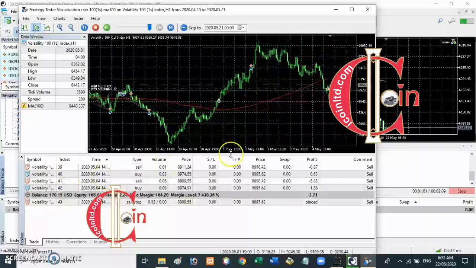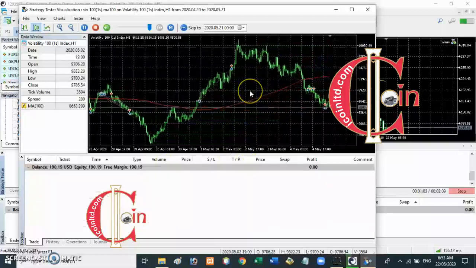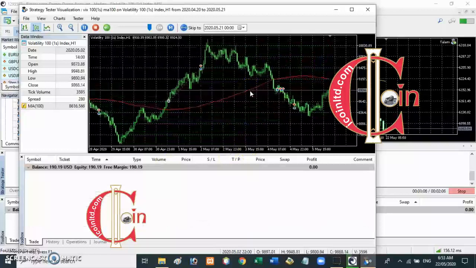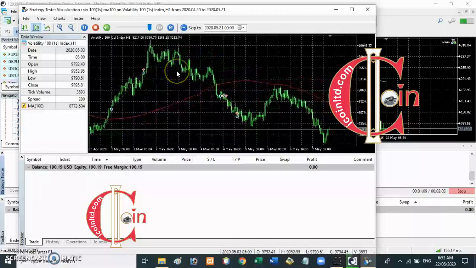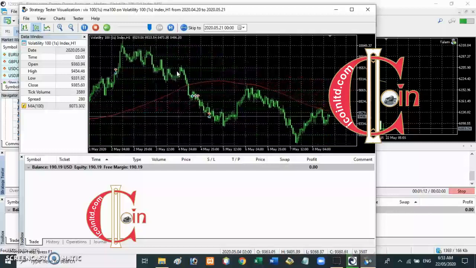Some days, look at that. It doesn't trade. This is the hourly chart. You can see the whole of 2nd and 3rd May, it didn't trade. So these are the things you need to understand.